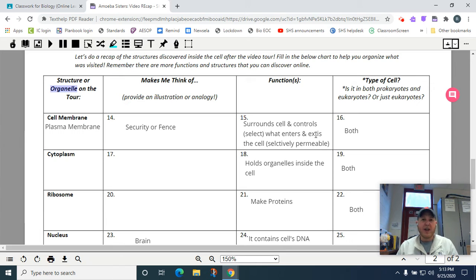So if something comes up to the cell, the cell membrane is going to kind of check it, kind of like security would, and it's going to say, what are you? And if it's something useful, maybe something like food or water, it may let it come in. If it's something that's not useful or hurtful, like a virus or bacteria, it'll say, nope, you can't come in. So it's going to choose what can come in and come out.